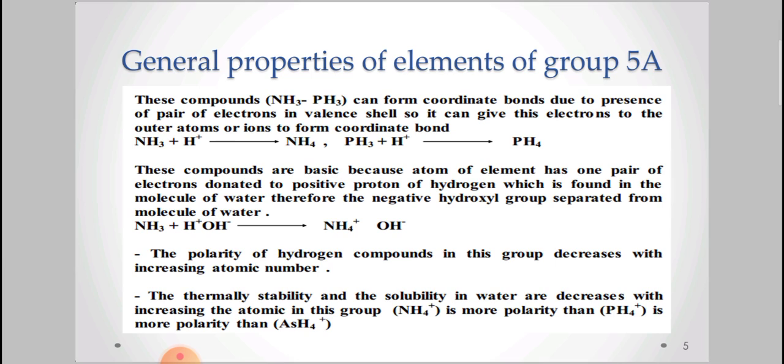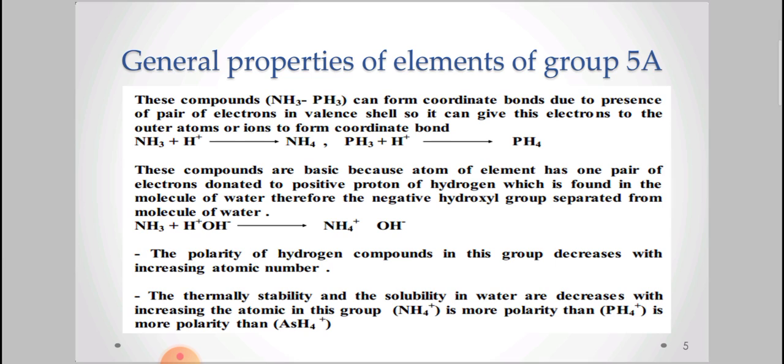NH3 has a lone pair of electrons, and H positive has a vacant orbital, to give ammonium. These compounds are basic because the atom of the element has one pair of electrons donated to the positive proton of hydrogen, which is found in the molecule of water. Therefore, the negative hydroxyl group separates from the molecule of water: NH3 plus H2O gives NH4OH, NH4 positive, OH negative.